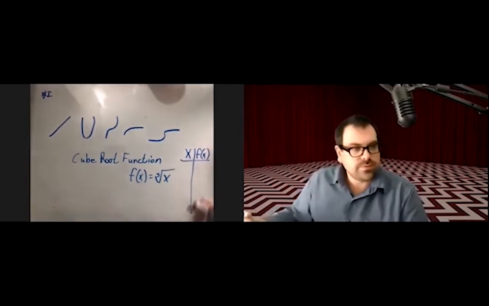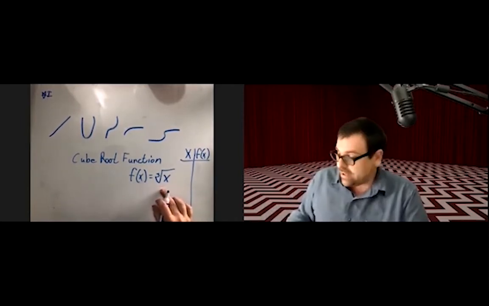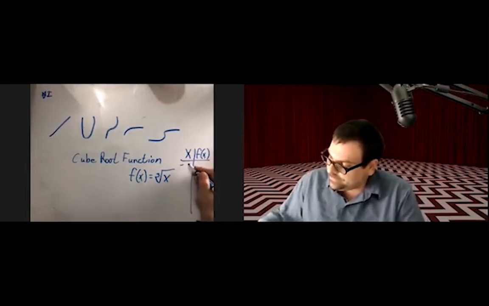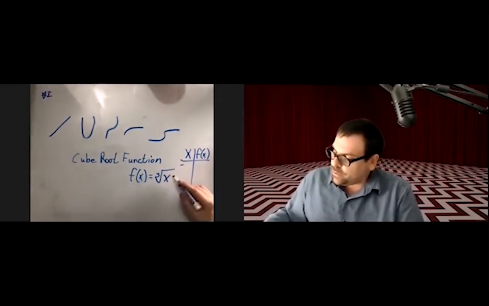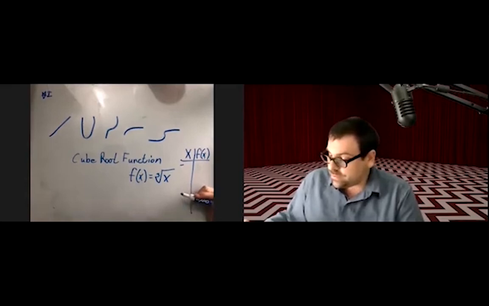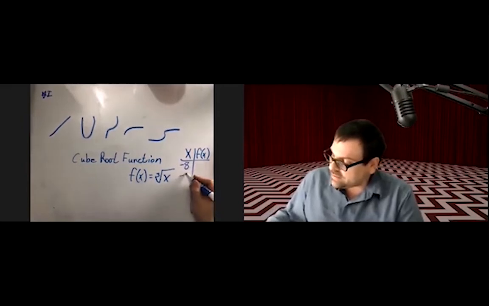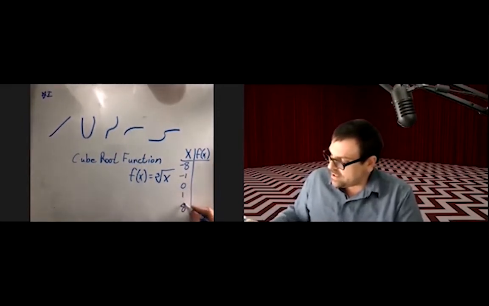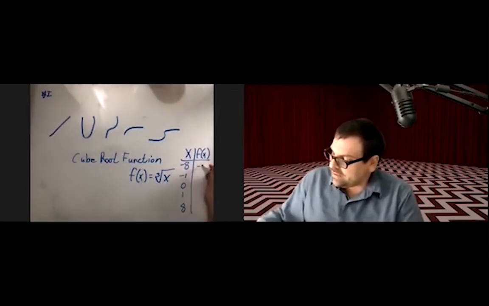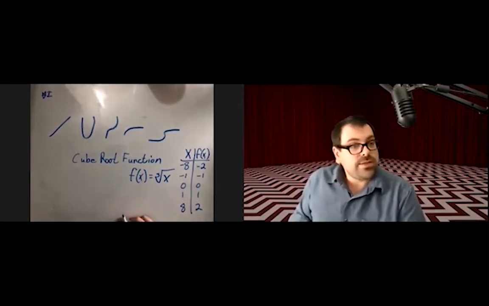So I'm going to use smart x picking again. I can take cube roots of negatives. We used perfect squares for x's for the square root function, let's use perfect cubes. -8, -1, 0, 1, and 8. The cube root of -8 is -2. The cube root of -1 is -1. Cube root of 0 is 0. Cube root of 1 is 1. Cube root of 8 is 2.